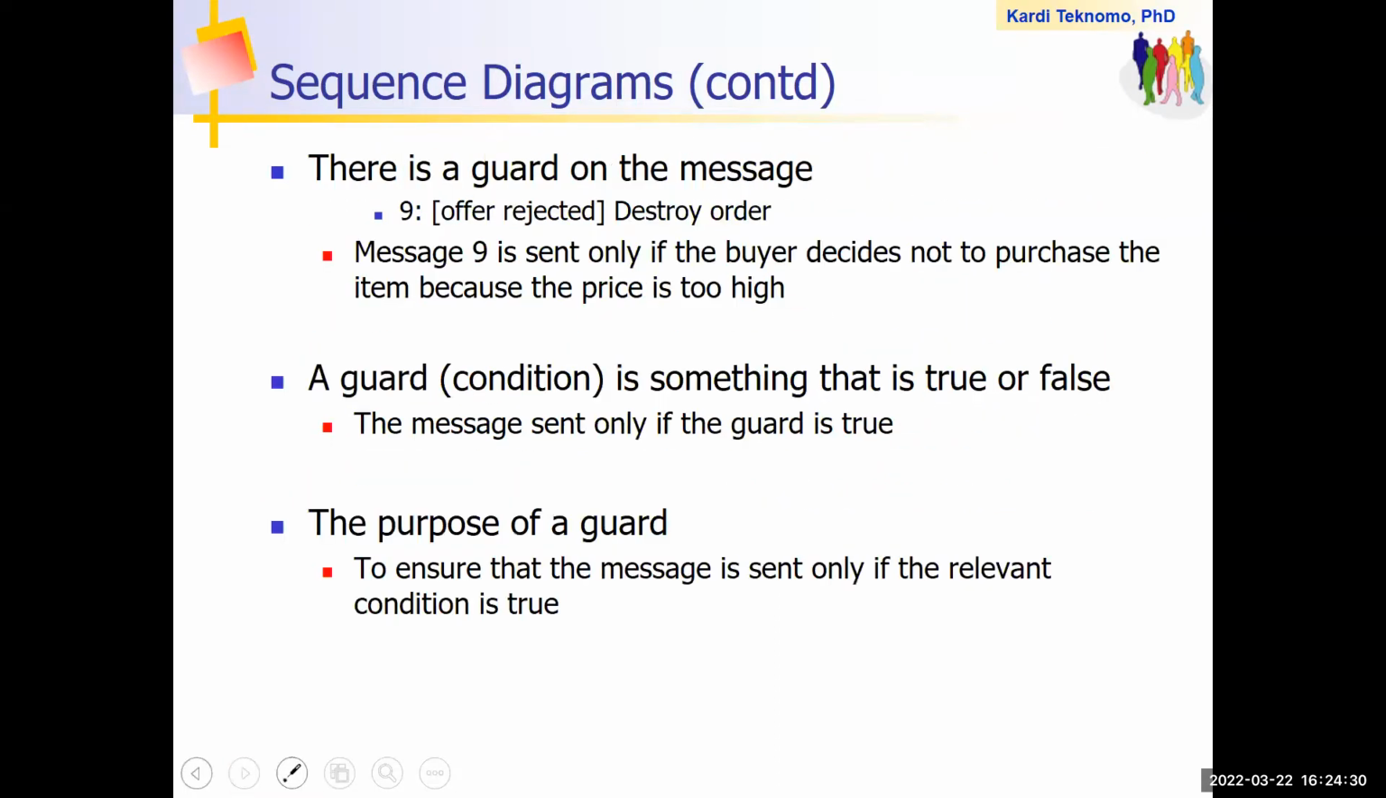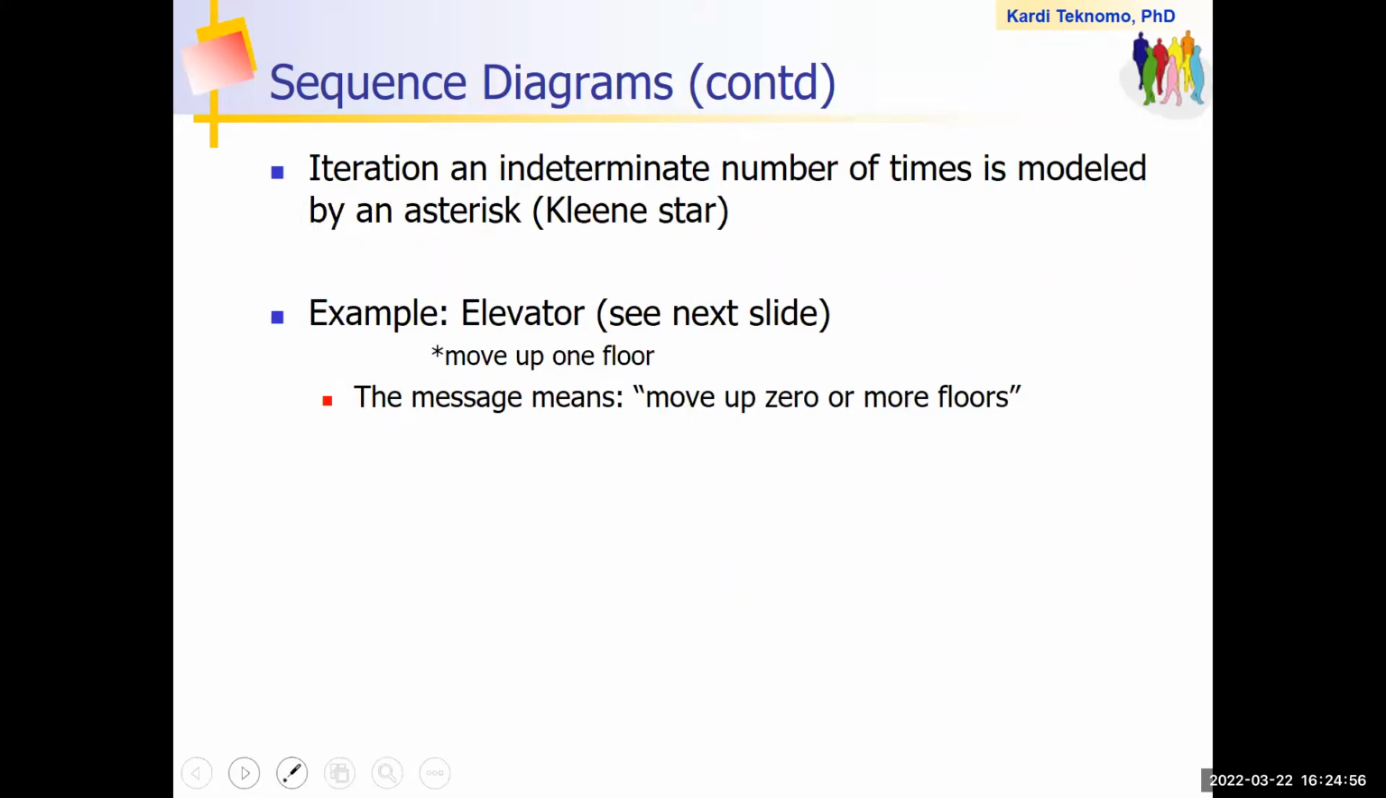The next one is the guard. So this is important. What is the guard? This is the example of guard. That means condition, if then. Using that condition, if that is true, then the message is sent. If false, the message will not be sent. So you can also put asterisk. Star move up one floor. That means you can move 0 or more floors.